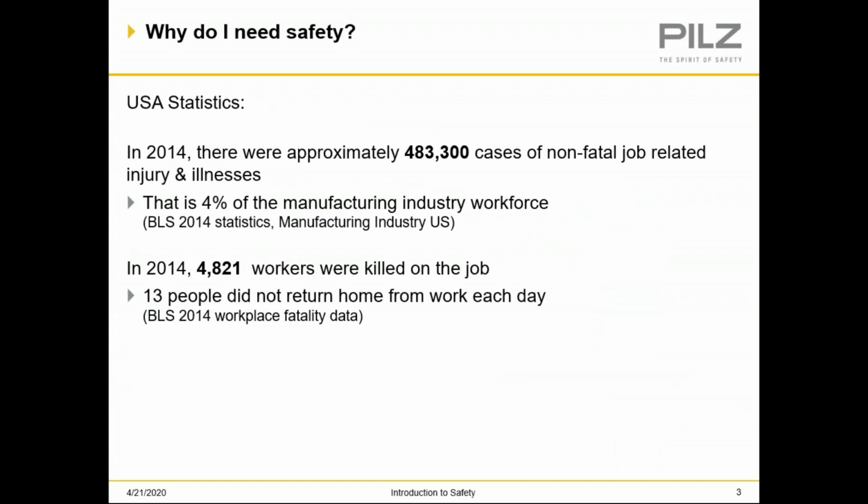U.S. statistics. These are 2014 statistics, but they're pretty accurate today. They're actually probably a little bit higher. 483,300 cases of non-fatal job-related injury and illnesses, which represents 4% of the manufacturing industrial workforce. And then 4,821 workers were killed on the job in 2014. That's 13 people a day that did not come home from work. Hard to believe that statistic is still that high with everything, all the standards and so forth that's put into place, but it still remains high.